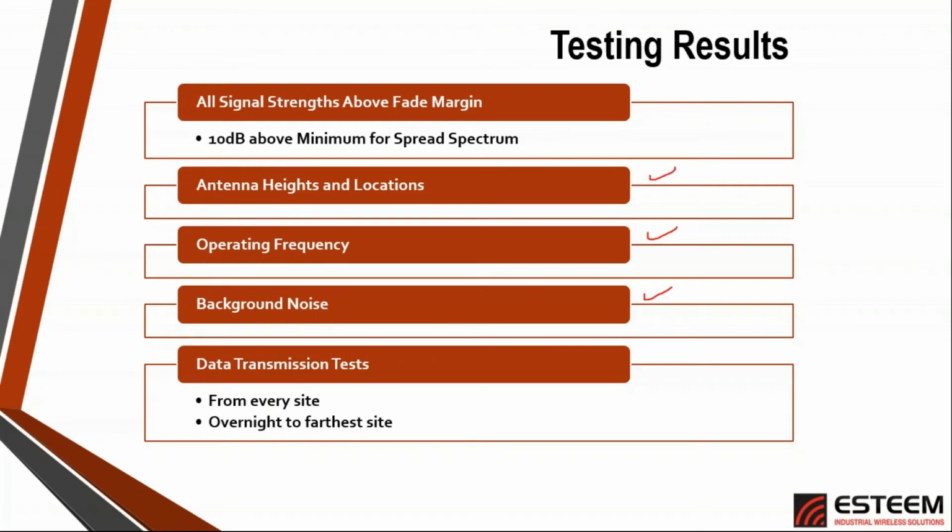So we use this a lot in the older radios where we had to set the squelch manually. The squelch on all of our radios now is set automatically, but we don't want to set it into an incredibly noisy area, or we at least want to have a solution for that, be it through some type of filtering or line filtering. And we also want to make sure that we have the data transmission test from every site within the system and at least one overnight test to the furthest location.